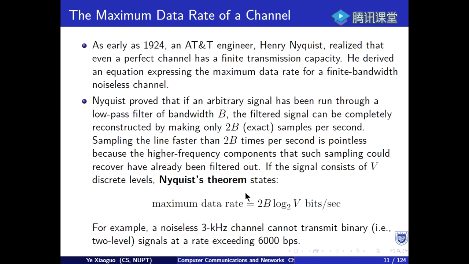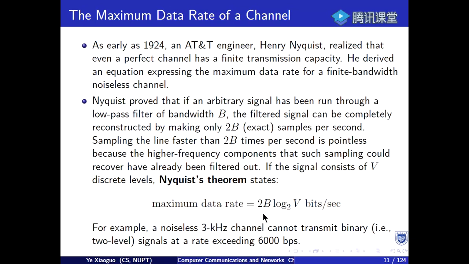If the signal consists of V discrete levels, Nyquist's theorem states the following: maximum data rate equals 2B log2 V bits per second. For example, a noiseless 3 kilohertz channel cannot transmit binary signals at a rate exceeding 6,000 bits per second.